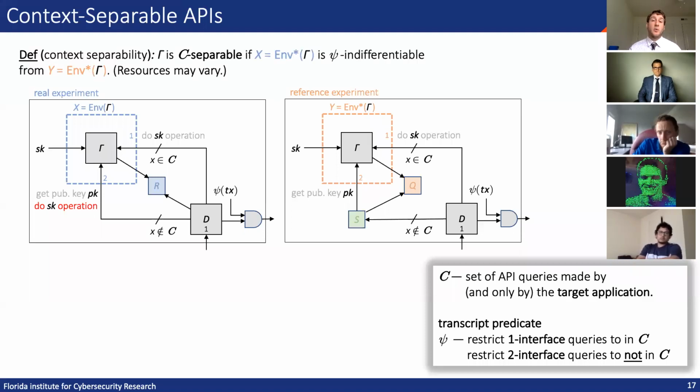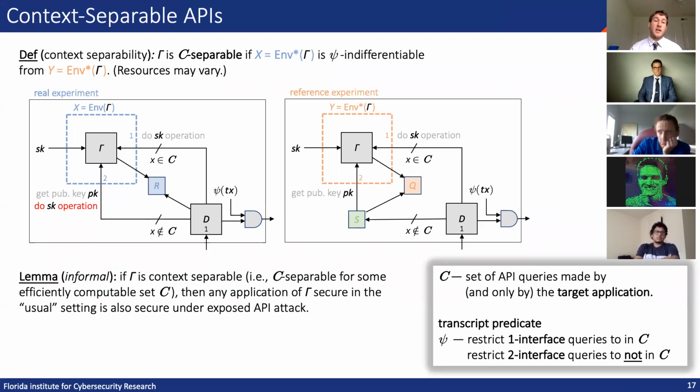So for a given set C, we say that an API is C separable if the real environment for the API is psi indifferentiable from the reference environment, where the transcript predicate psi ensures that the API queries made to the first interface are all in C, and those made to the second interface are all not in C. We call an API context separable if it is C separable for some set C. And by the way, we'll require that the set is efficiently computable.